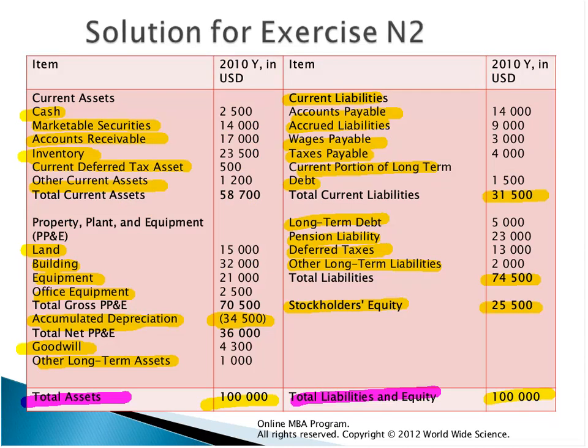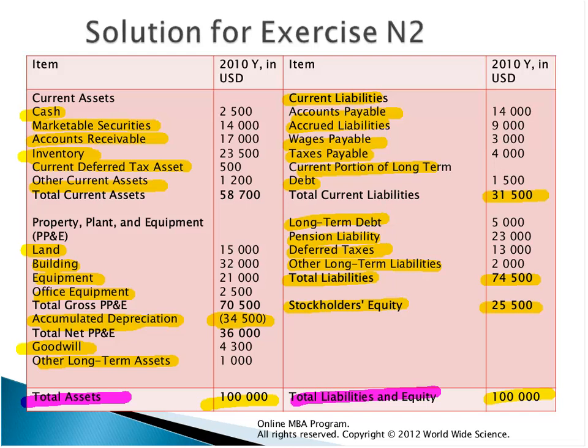Okay. Some of you were asking me about the balance. Let's make a calculation. So, first of all, let's see the right side of the balance sheet. We have total current liabilities, which is 31,500, right? Then we have total liabilities, 74,500. This is total liabilities, already including the current liabilities and the long-term liabilities. So you must get this amount. Let me show you. Take 31,500 plus long-term debt, which is 5,000, plus 23,000 of pension liabilities, deferred taxes as well 13,000, and plus 2,000 of other long-term liabilities. Then you will get 74,500.